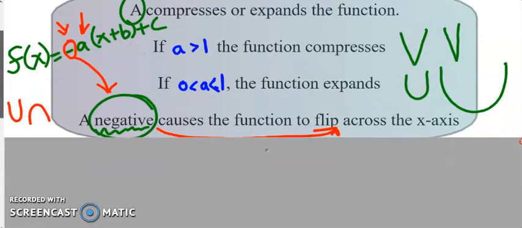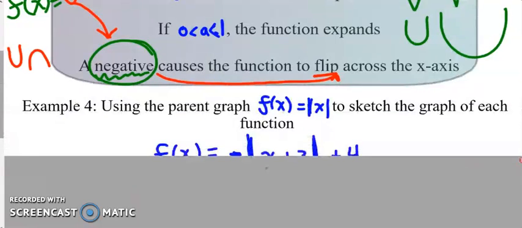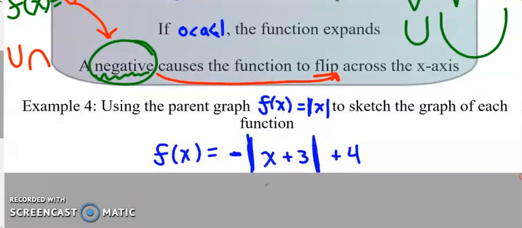Okay, so here, let's go to example 4. They say, using the parent graph, f of x equals the absolute value of x, sketch the graph of each function. And it says f of x equals the negative absolute value of x plus 3, plus 4. With this part, we're going to look at the transformations that are happening. We're going to graph out the parent function, make the transformations, and then that's going to be the end of it.